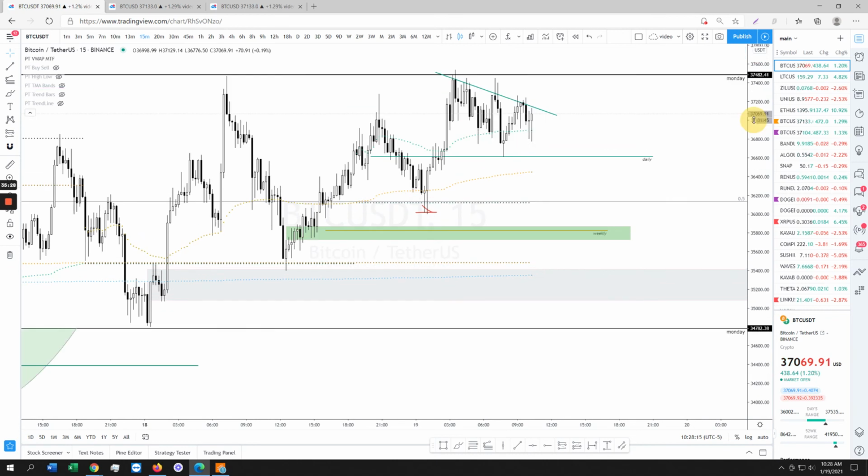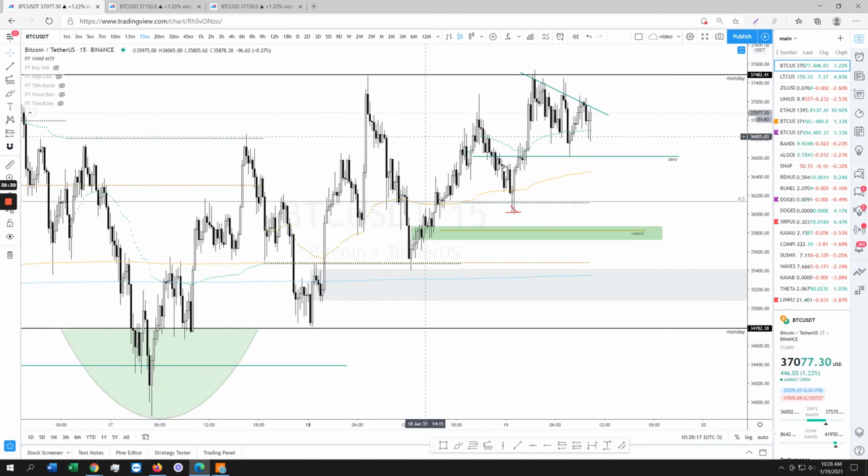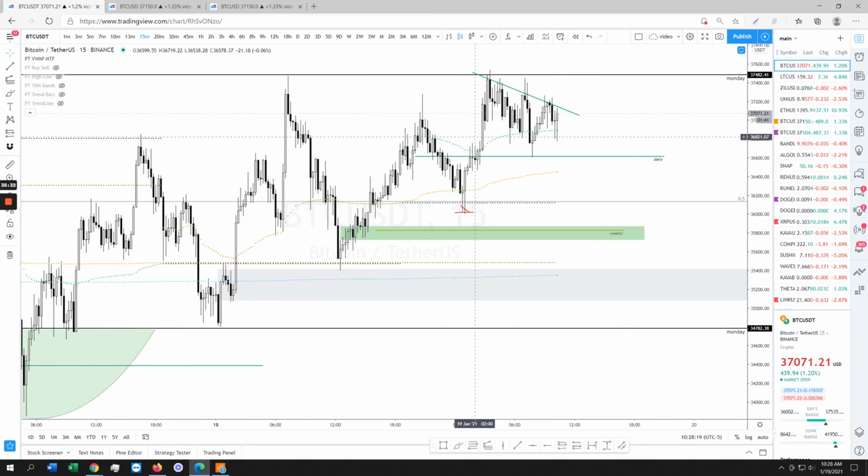Just to tell you guys how bullish this is: when the VWAPs are spread out like this, and you're above all of them, it's bullish, man. Just keep that in mind.